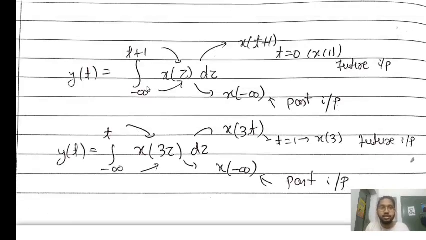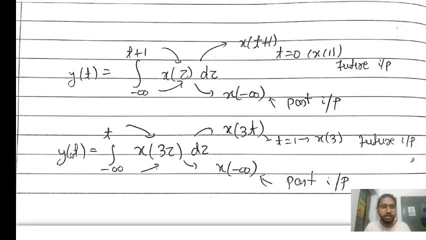It contains the definite integral: the integral from minus infinity to t plus 1 of x of tau d tau. When we see this type of integral, we can directly put the limit value into the function. So you can see x of tau becomes x of t plus 1 at t equals 0. It's x of 1, so it depends on the future input. If we put minus infinity, it depends on the past input. So it is a non-causal system because it depends on the future input. It doesn't matter if it also depends on past or present values of the input.